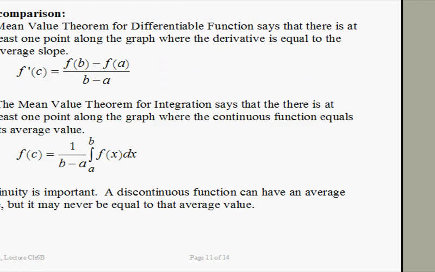So here's that comparison. This is the mean value theorem for differentiable functions. It says there is at least one point along the graph where the derivative is equal to the average slope. That's stated in words, and this is of course for a continuous function. Here is the derivative f prime at some value of c, at least one value of c. It's equal to this, which is the average slope.